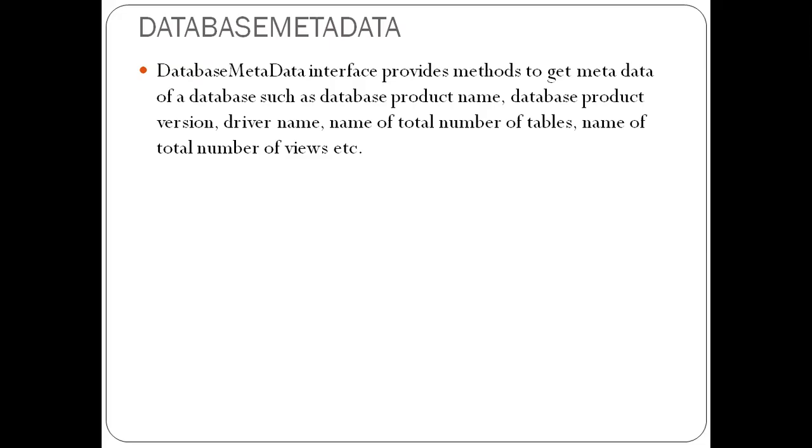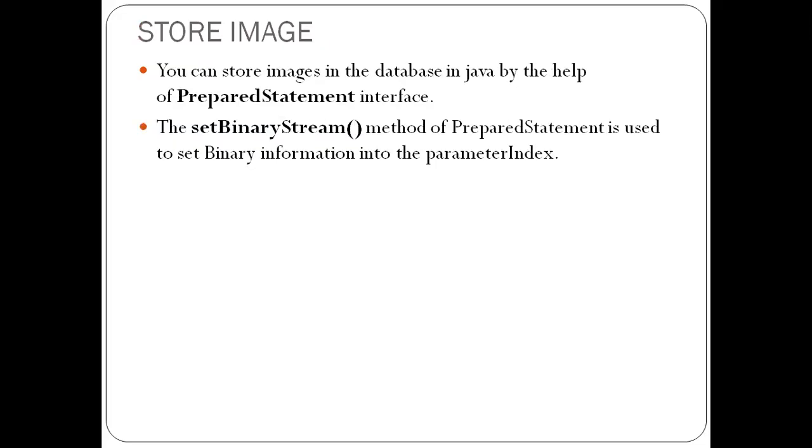And the next one is how to store an image. You can store images in the database in Java with the help of the prepared statement interface. The setBinaryStream method of the prepared statement is used to set the binary information into the parameter index. That means while inserting a picture in the database, the image itself will not be stored. Instead, its binary data will be inserted in the database.